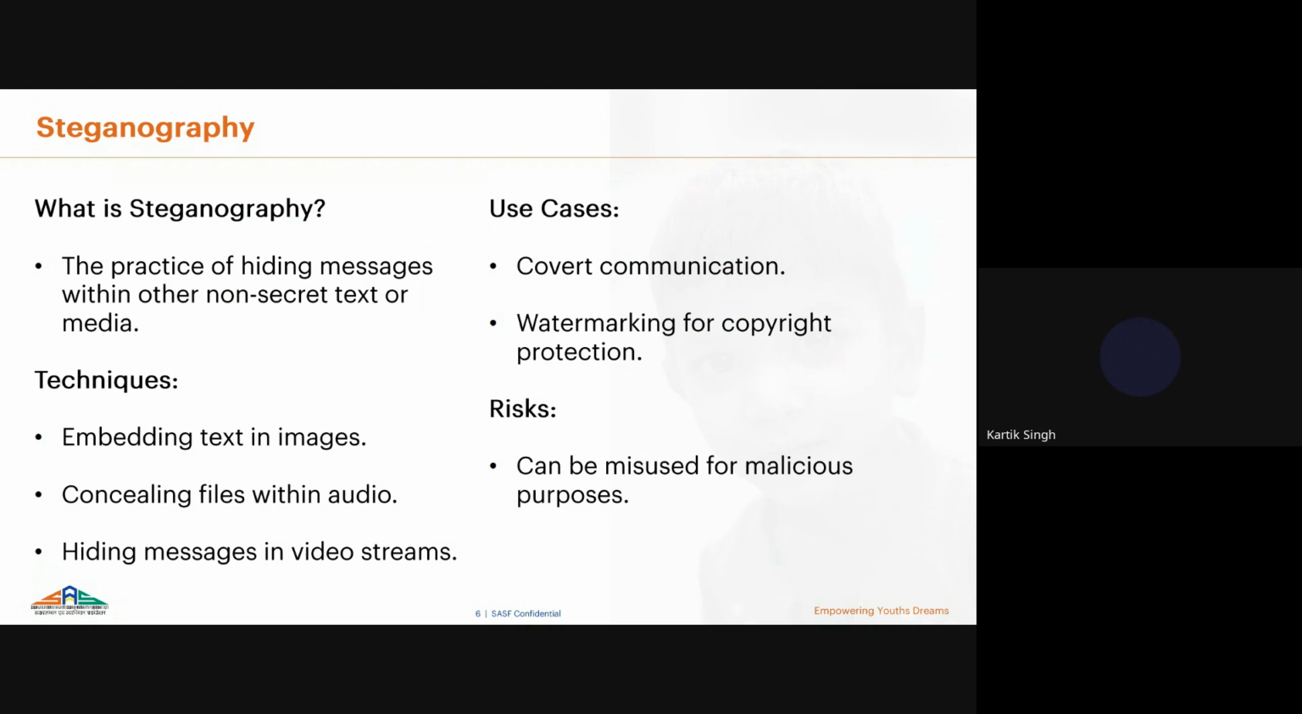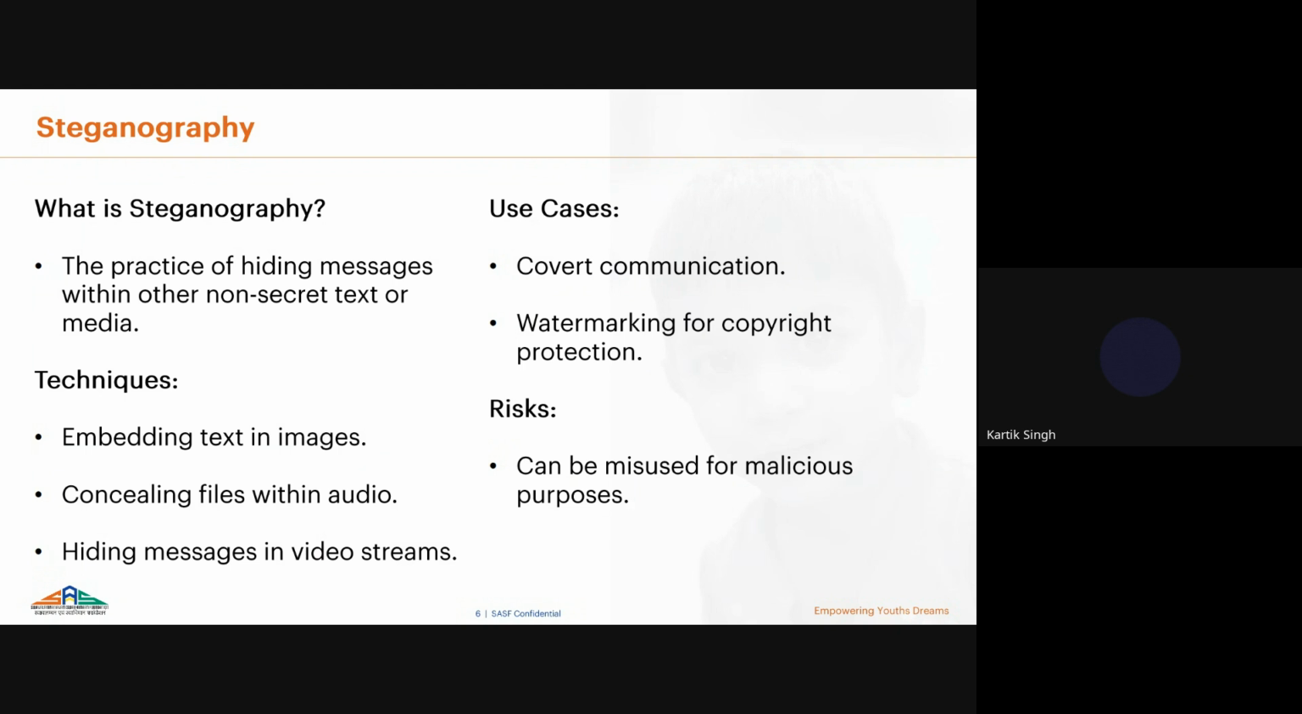There are techniques where steganography can be used, such as embedding text in images. So we can embed text in images in such a way that it won't be visible anywhere in the image, but it is hidden inside its configuration. We can also conceal files within audio files, and hide messages in video streams. So there are a lot of use cases for steganography, like covert communication and watermarking for copyright protection. So these are some use cases where steganography is used.